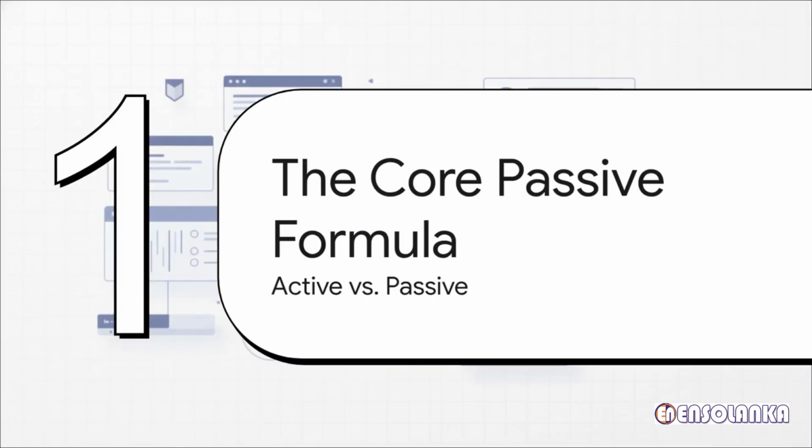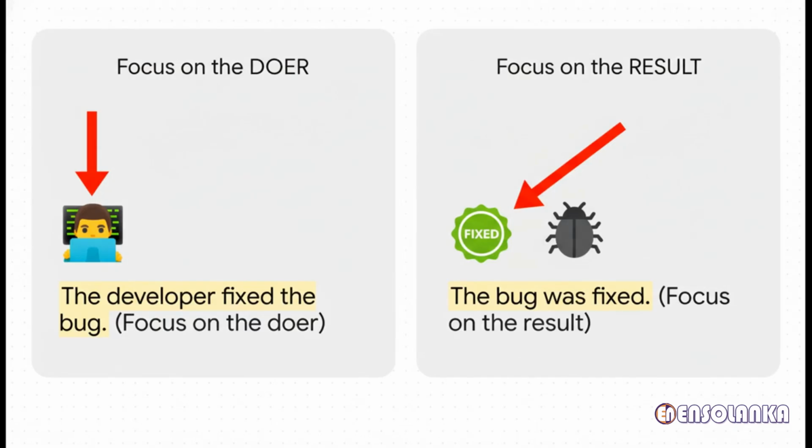Okay, let's get started with the absolute foundation, right? The difference between the active and the passive voice. So in the active voice, it's all about the doer. The developer fixed the bug. Super clear, the developer is the hero. But in tech, a lot of the time, the bug is the main character of the story. So we use the passive. The bug was fixed. You feel that shift? The result is what matters most.